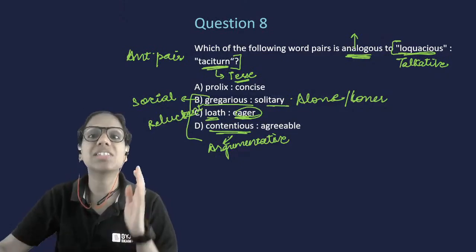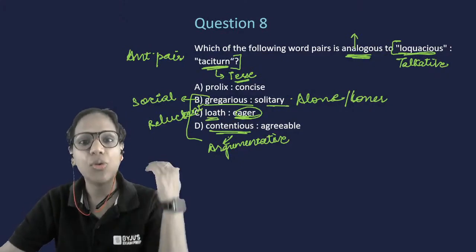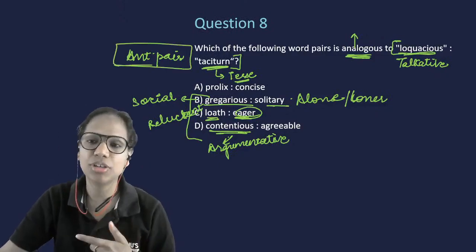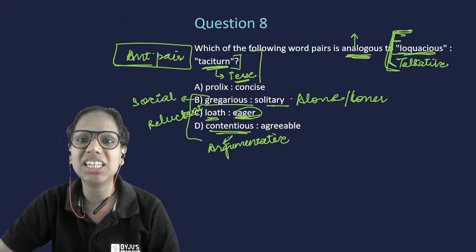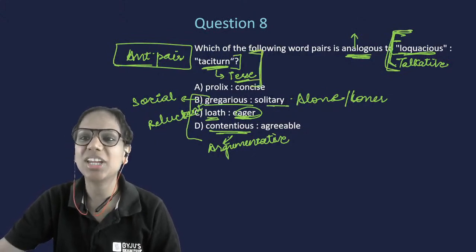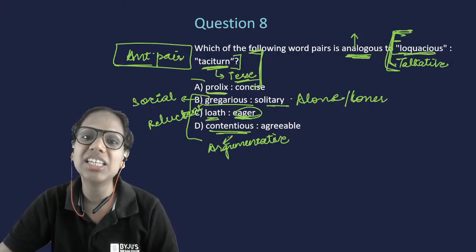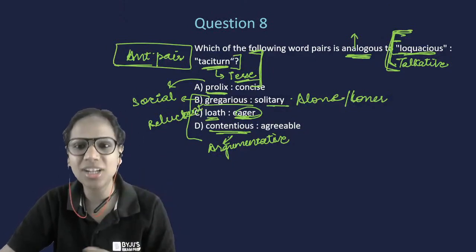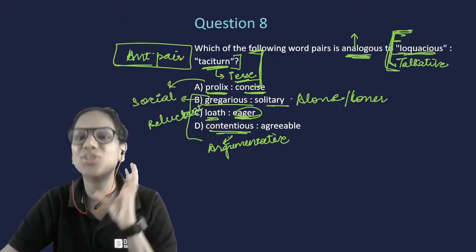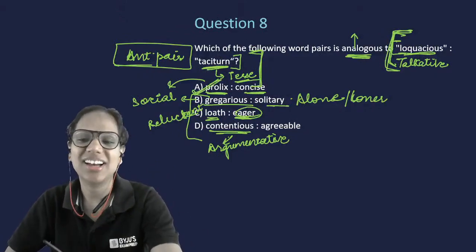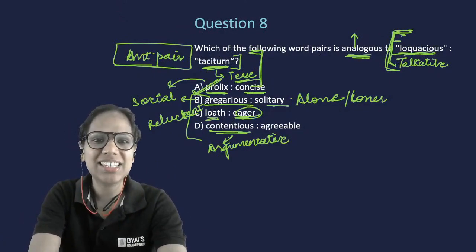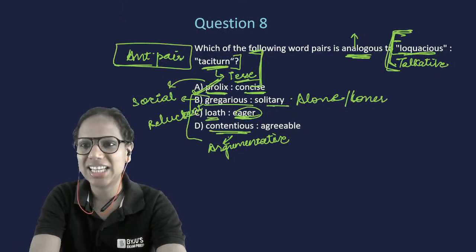Whenever you encounter such a question where you feel, oh, all of these are antonym pairs, I am also looking for an antonym pair, then search for the one that is closest to the meanings of these words. Okay, talkative. Prolix means again someone who talks a lot. Concise, again someone who's very precise, to the point. So A is our answer. Make sense? A is the closest idea here.